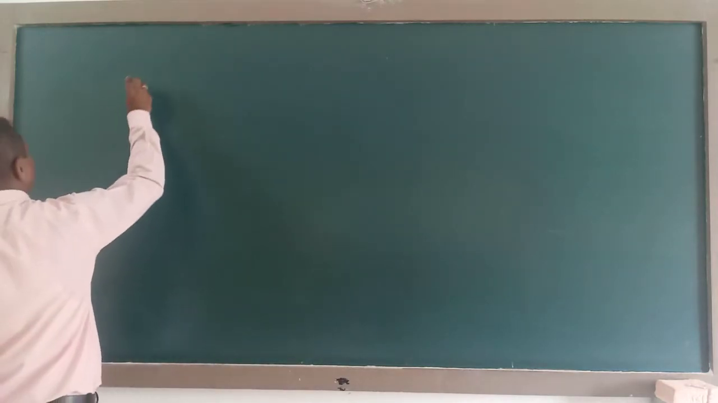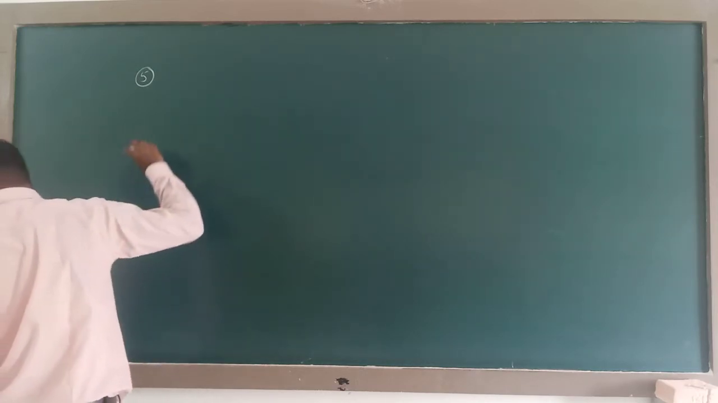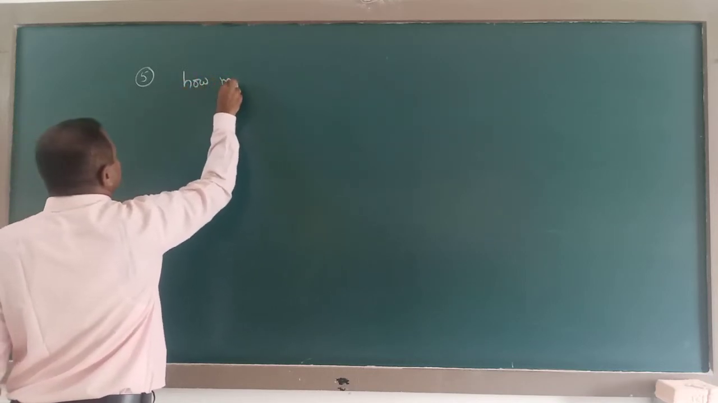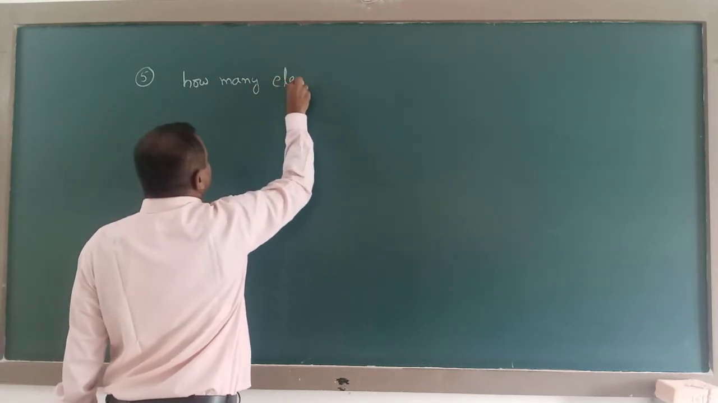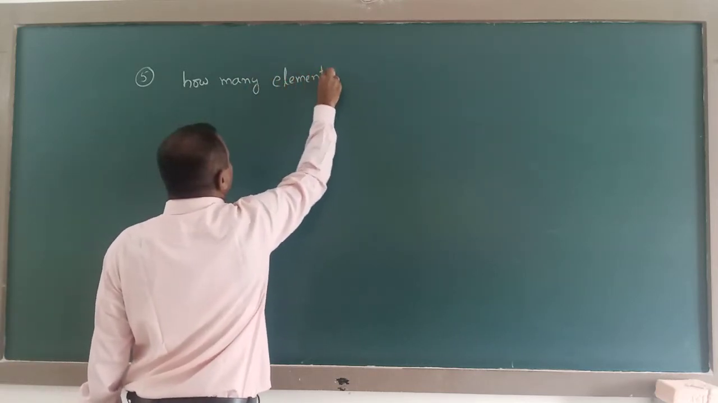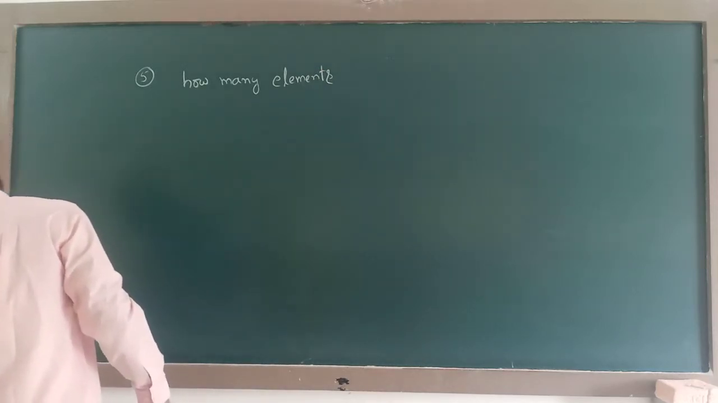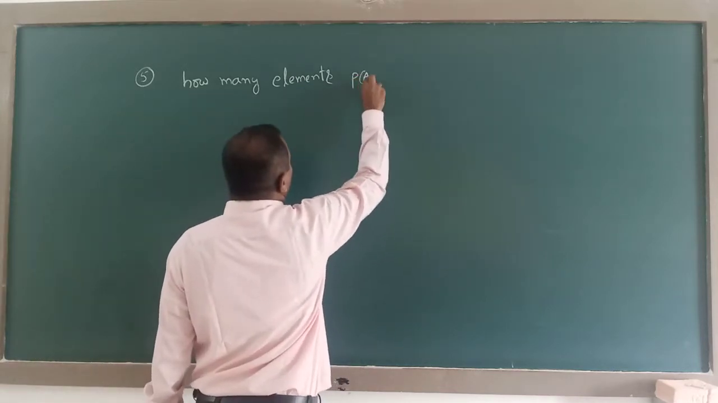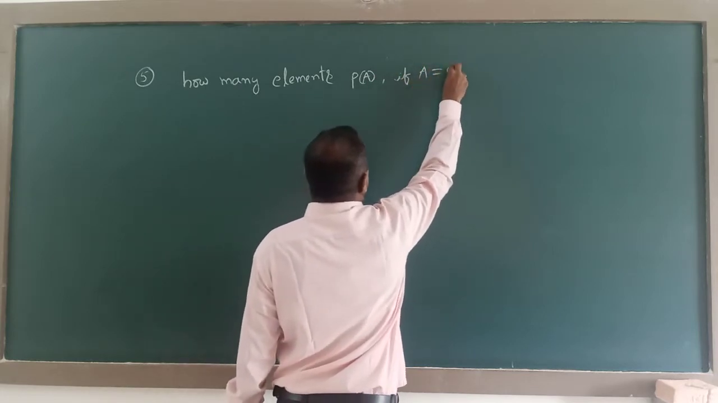Next, main question number 5. How many elements has P of A if A is equal to the null set?